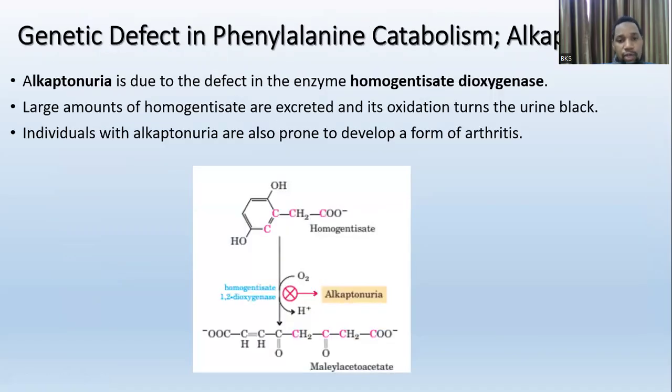We also talked about alkaptonuria resulting from the accumulation of homogentisate. And we said one of the characteristics is that individuals with alkaptonuria are prone to develop arthritis.